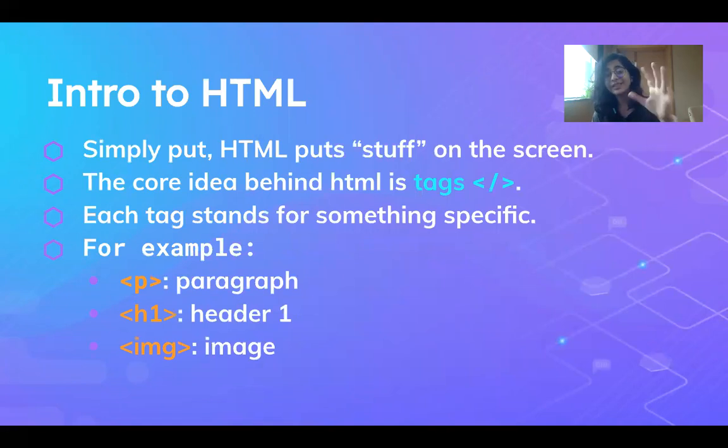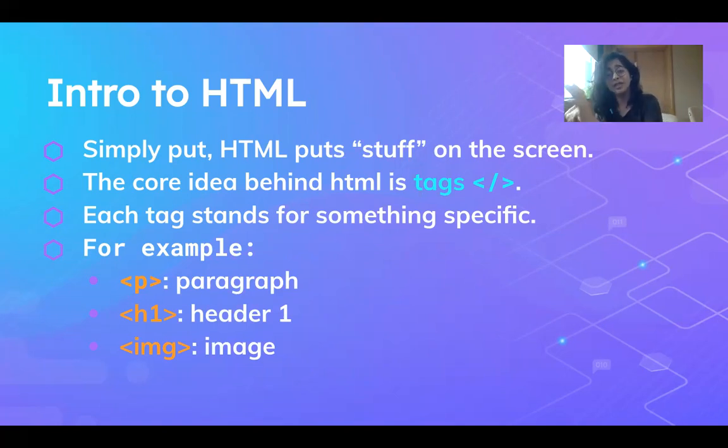HTML just is the stuff that is on the screen. It puts the stuff on the screen. And there is a core idea behind the HTML. The idea is tags. And all these tags, each tag has a specific meaning. So HTML is a language that is completely comprised of just tags, and each tag has a meaning. For example, the P tag, it describes what a paragraph is. The H1 tag is describing a header of the type 1. We'll talk more about what that is later. The IMG tag describes an image. And these tags are how you tell the browser what is contained where. So how do you tell the browser that this here is an image?